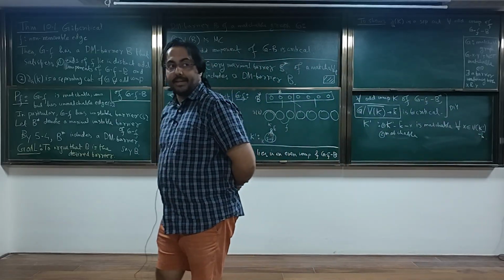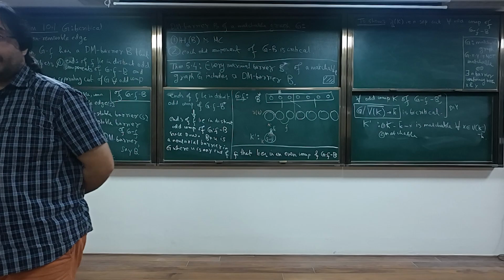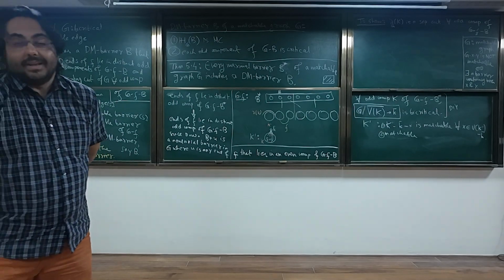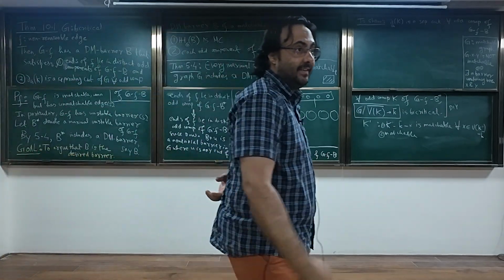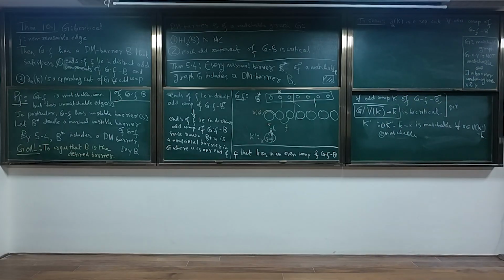The shrunken vertex has to be in one of the odd components or the even components, I don't care. But then actually it's nice, because then I can unshrink it, go back to the original graph, and I have a barrier in the original graph containing x and y. Therefore I have a non-trivial barrier in the original graph, a contradiction to bicriticality of the original graph.